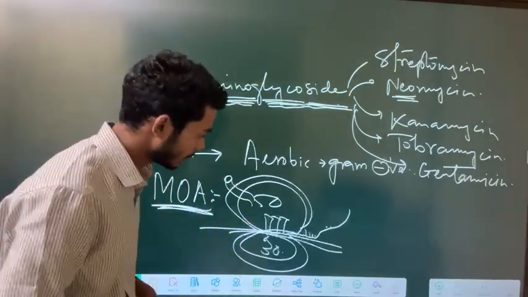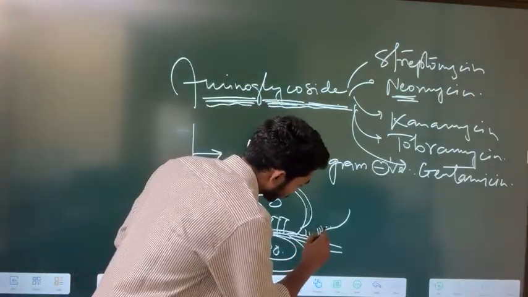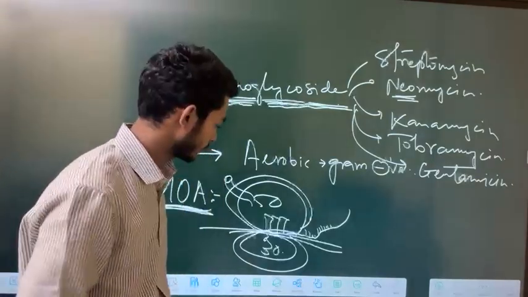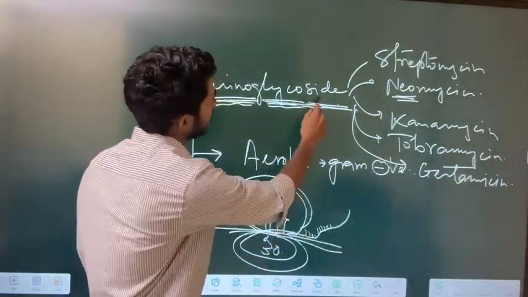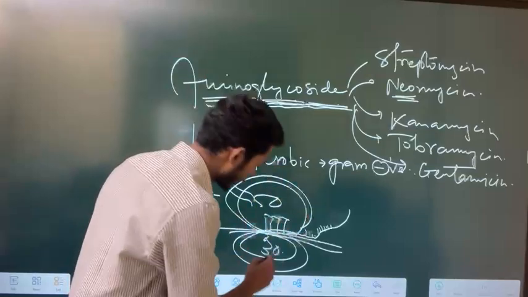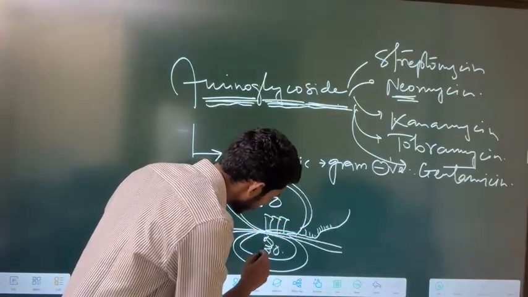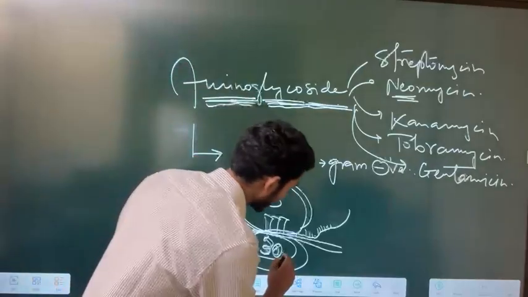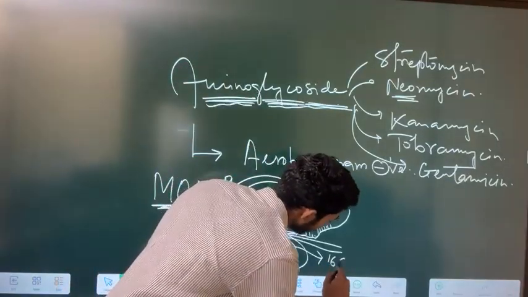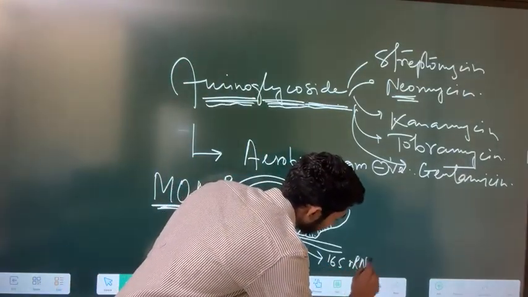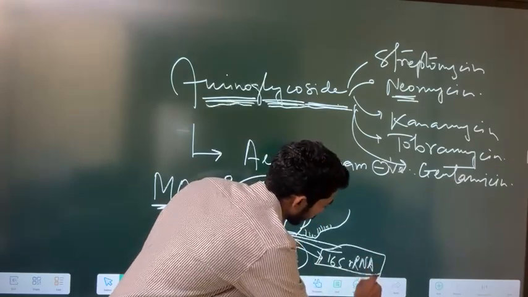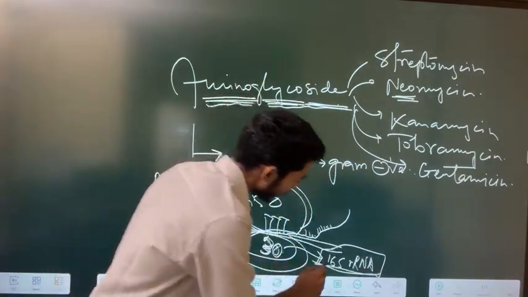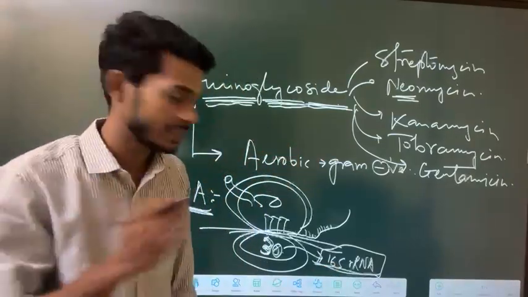But here what will happen? When this mRNA comes, misreading of the mRNA will take place. Why will the misreading of mRNA take place? These aminoglycoside drugs will come and bind irreversibly to this 30S ribosomal subunit. In this 30S, it will bind to 16S rRNA. Okay, this is a very important point you have to remember. In the 30S ribosome, in that, the 16S rRNA, it will bind.